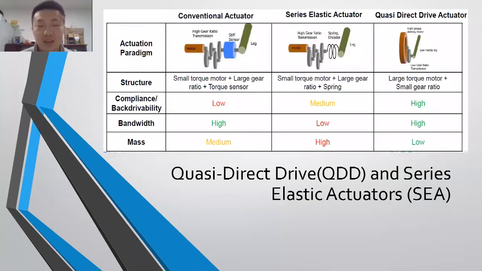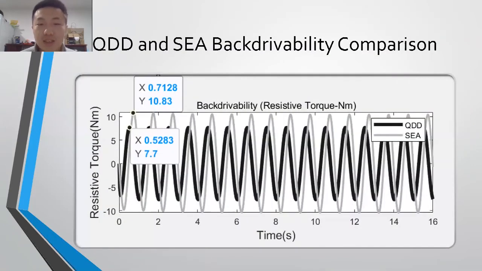So here we're comparing the SEA and QDD. We notice that the SEA actuator has low bandwidth and medium backdrivability. The QDD actuator has high backdrivability, which means low resistance forces, and also high bandwidth, meaning that the signal transfers fast, and also the lowest mass, which means it is light and wearable. We can see the QDD and SEA backdrivability comparison.